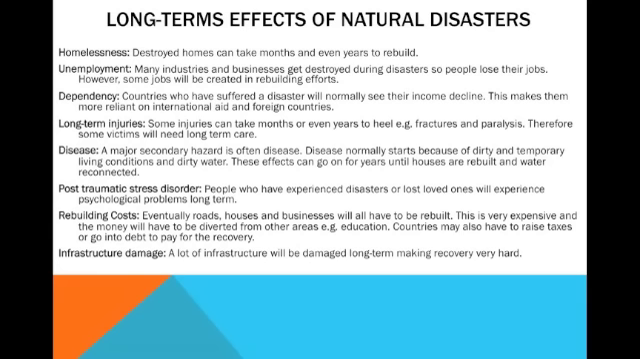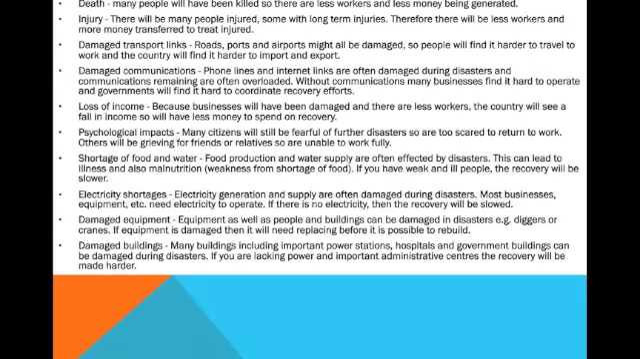Infrastructure damage. A lot of infrastructure will be damaged long-term, making the recovery very hard. So, countries who have suffered disasters find it hard to recover because of the amount of death. So many people would be killed so that there are fewer workers and less money being generated. Injuries. So many people are injured, some with long-term injuries. So there will be, again, fewer workers. And there will be more need for money to be transferred to treat the injured people.